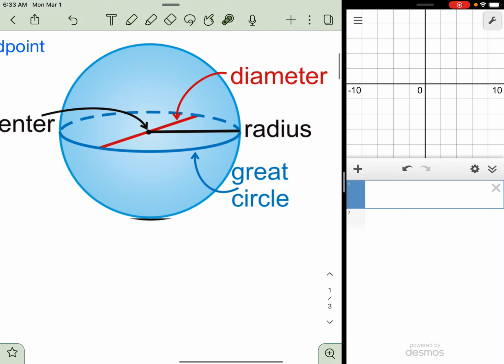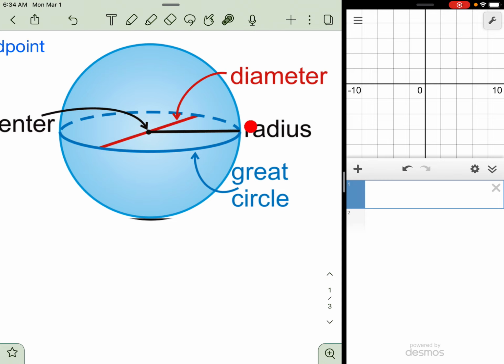So this is a great circle. It's directly through the middle, okay? It is the same surface as the circumference. You can see the dotted line because it's in the back side, but it covers all the way across. So it's not a circle up here. It's directly across the center.